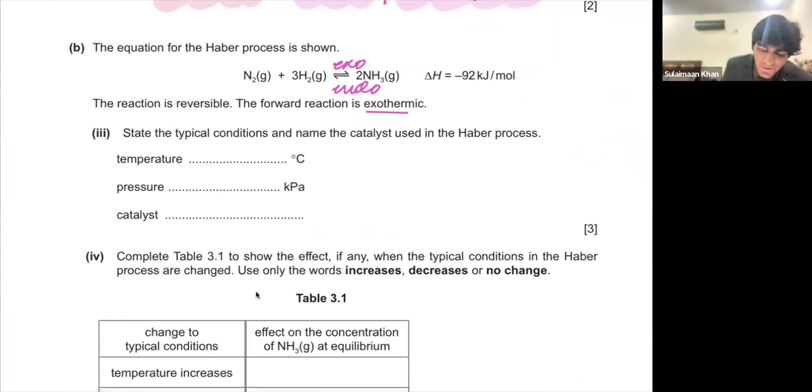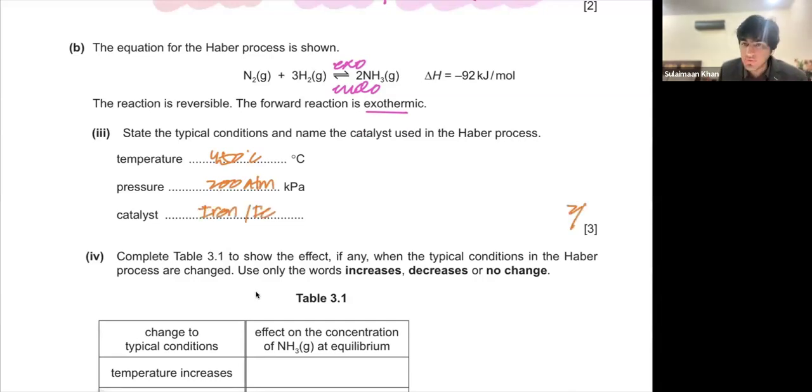Just hold on your horses. State the typical conditions and name the catalyst for the Haber process. Okay, what is the temperature? Temperature is 450 degrees Celsius, pressure is 200 atmospheres, and the catalyst is iron, or Fe.